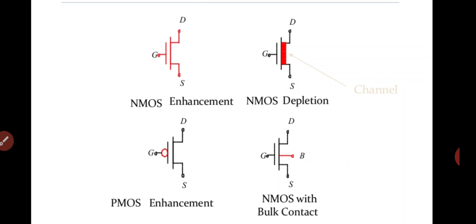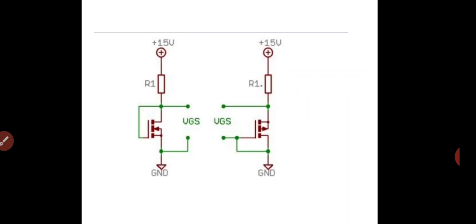Enhancement type MOSFET and depletion type MOSFET. The symbols are shown in the figure, N and PMOS for enhancement and depletion type. This is the circuit diagram of enhancement N channel and P channel.